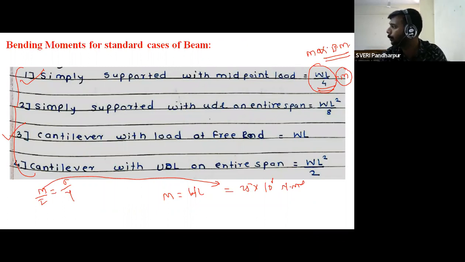पण हा आला कसा? How it is WL by 4? Why it is WL by 2? Why not WL square by 8? म्हणजे काय तर कॅल्क्युलेशन केलेलं असणार. Getting? So we'll do the calculation. See, first, how it is WL by 4 that we'll see, because this is very important in the moment area method. So bending moment at C.